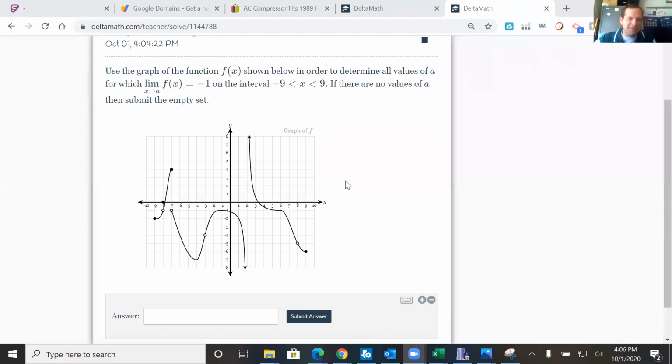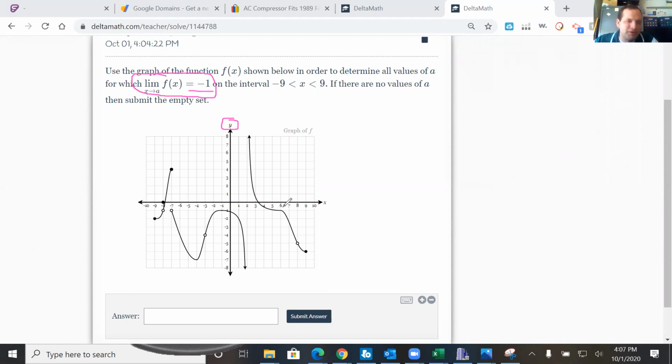Hey guys, let's talk about limits in reverse. So finding limits in reverse, what we're trying to do is figure out at what point the graph begins to approach a certain number. In this case, we want the x values where the limit approaches -1. So those are our y values. At what points is the graph approaching -1?